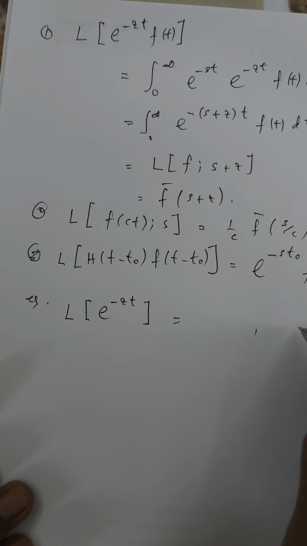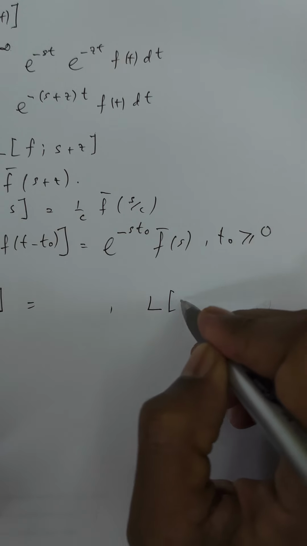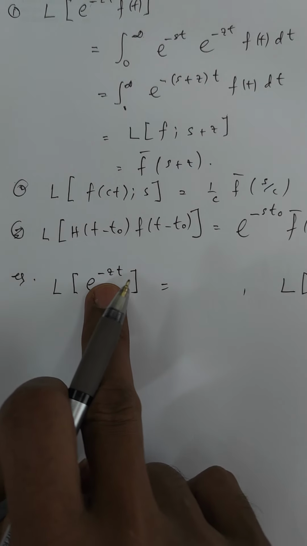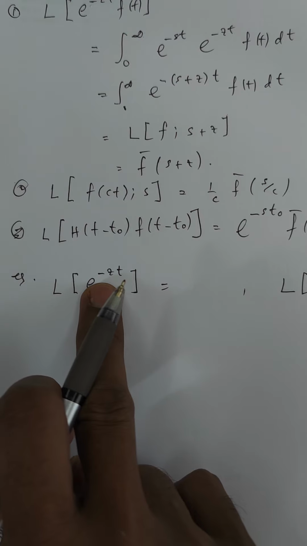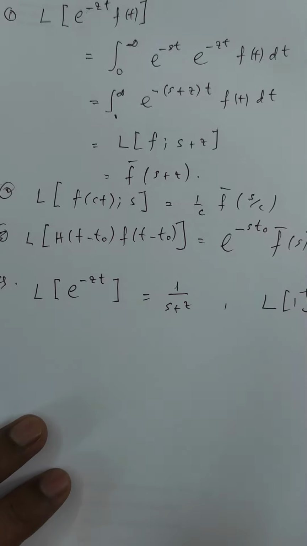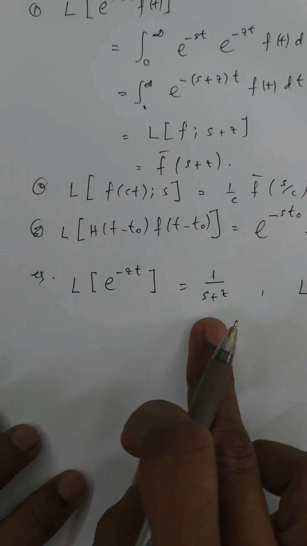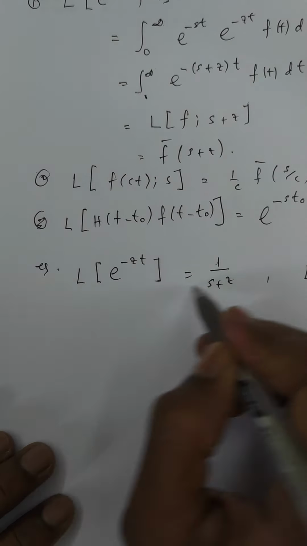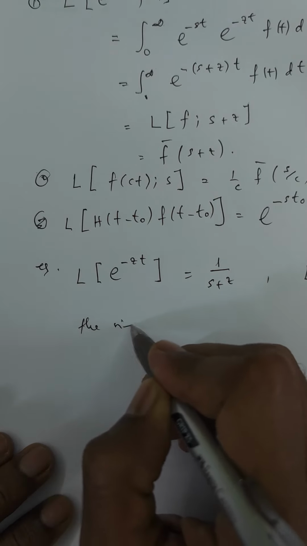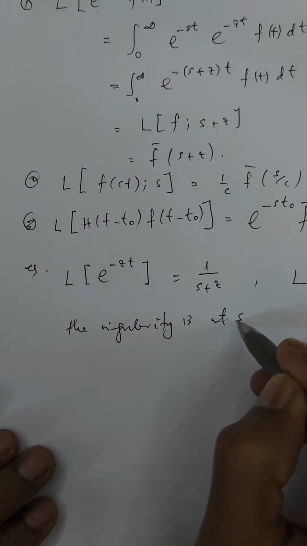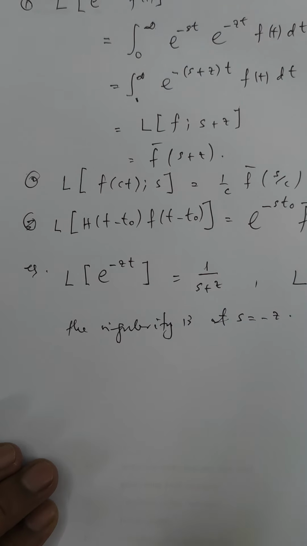We know that L of 1 is 1 over s. So if our f is e to the minus zt, that will give you 1 over s plus z. In this case, the singularity is at s equal to minus z.